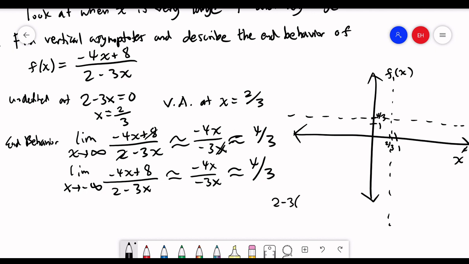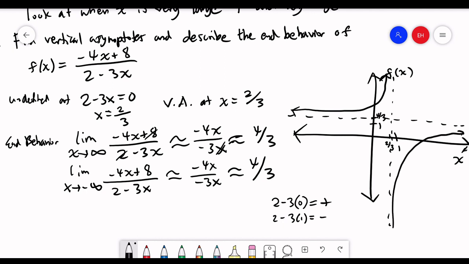If x is a little bit less than 2/3, say 0, because I don't want to plug in 1/3, it's too hard for me. If I put in 0, I just need to know if it's going to be positive or negative, and that's going to tell me if it's going to go to negative infinity or positive infinity. And if I put in 0, I'm going to get positive on the top and bottom, so the whole thing is going to be positive. So it goes to positive infinity.